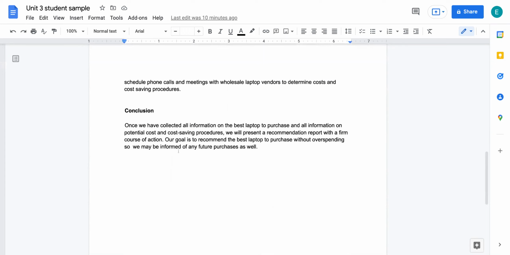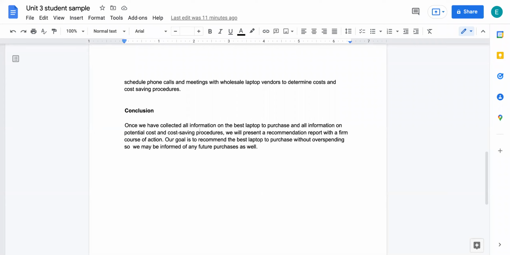For the conclusion, the conclusion is pretty simple. So the conclusion is basically wrap up and give a brief overview of, hey, this is what we've done so far. These are the issues that we've run into, or everything is on track for budget to meet this research project within budget and on time. You're just basically giving the reader a basic update of what they should get ready to expect when they read the feasibility report, which is Unit 4.